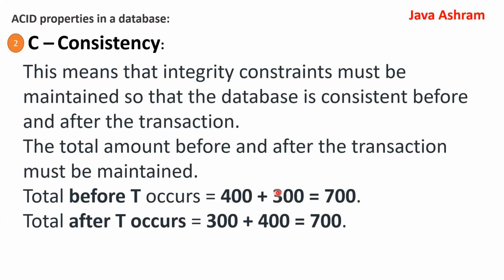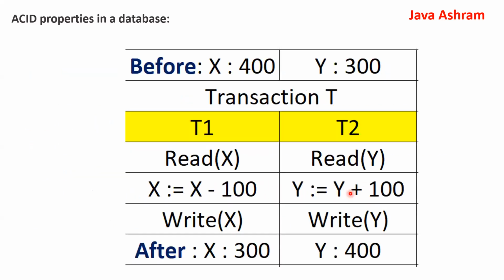Let's say in our previous example, before T occurs, the sum of the two accounts was 400 plus 300. If you go back and see, before the transaction, 400 plus 300, if you sum up, it will be 700. And after the transaction, if you see, 300 plus 400, it will be 700.